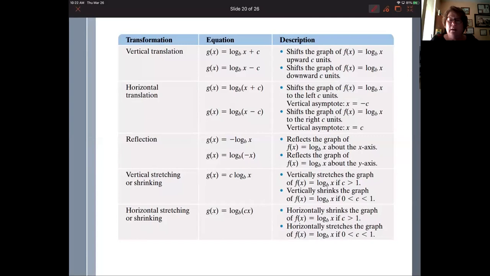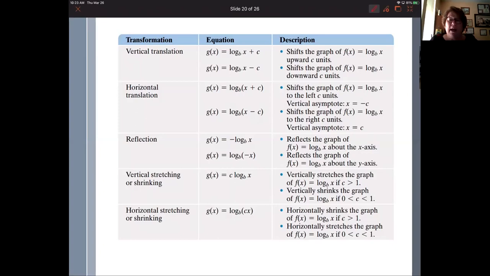If I multiply the logarithm by a -1, that is a reflection about the x-axis. If I multiply the input by a negative, that would be a reflection about the y-axis. If I multiply the logarithm by a constant, that is either a vertical shrink or stretch, depending on the value of what I'm multiplying it by. If c is bigger than 1, it's a vertical stretch. If c is between 0 and 1, that is a vertical shrink.